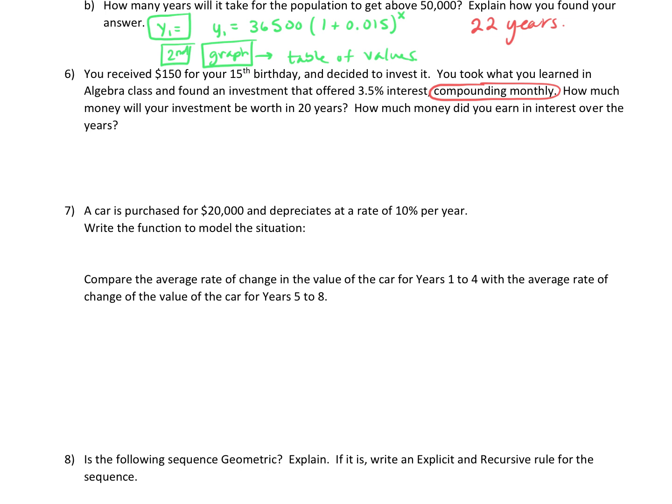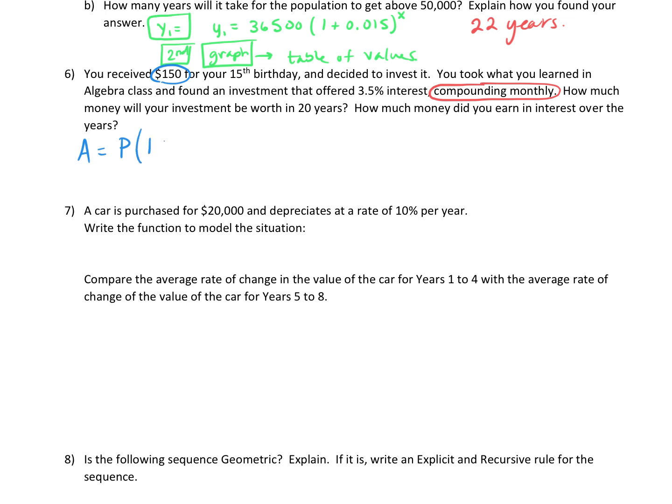This is finance. We have an equation for compound interest. So when you see compounding, we have to use our compound interest formula. The compound interest formula is A equals P, where P is our principal. That is our starting amount, our initial deposit or investment. In this case, it's going to be that 150.